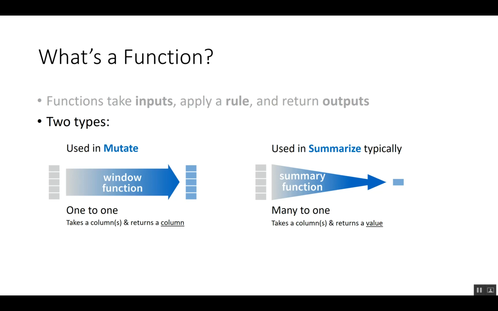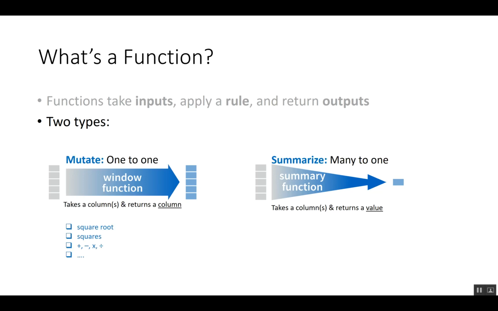And typically a window function is used inside of mutate, and typically a summary function is used in summarize. Some examples of window functions are square roots, squares, plus, minus, add, subtract, divide, and so on and so forth. If you give it 5 values, it'll return 5 values back. Some examples of summary functions are mean, median, mode, minimum, max, those sorts of things. If you give it 5 values, it will return 1 value back.